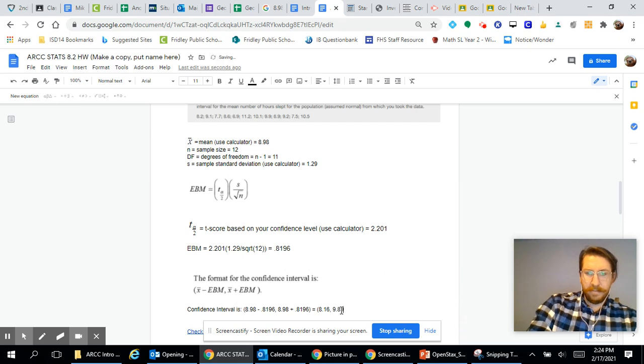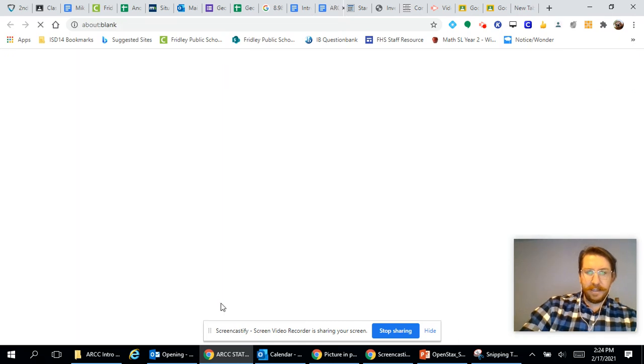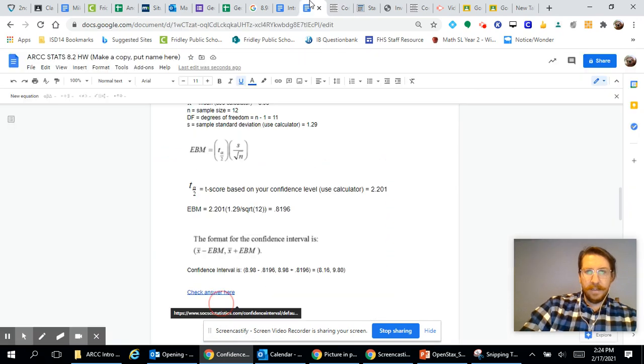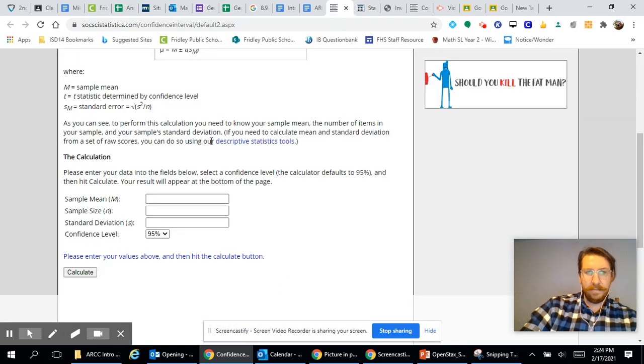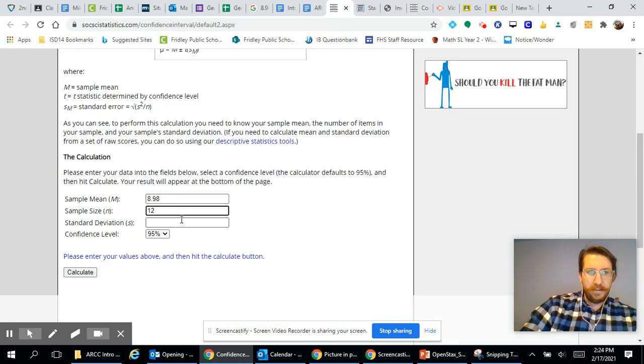There we go. So with 95% certainty, the average will fall between those two numbers. We can always check our answer on this handy dandy calculator. Remember our numbers. Sample mean 8.98. Sample size was what, 12? And sample standard deviation is 1.29. Want the 95% confidence.